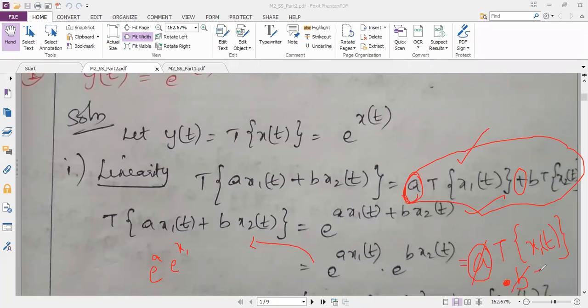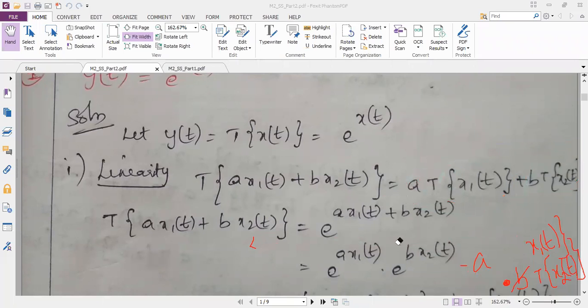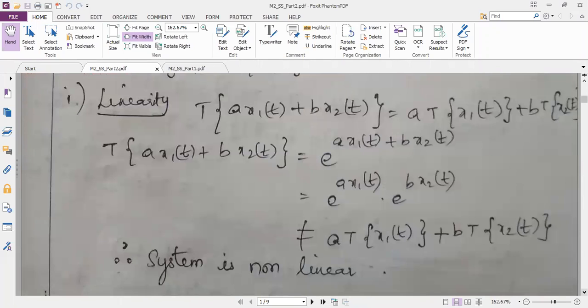Okay. So I'm just writing only the operators. So T of x1 of t multiplied with T of x2 of t, I'm getting as per my answer. So my answer is not matching with the right hand side of the first equation. So my conclusion is this is not linear. So I will write my conclusion as, you can see here in the screen. Simply I can write like this. In order to avoid all the confusions, I can write like this. Not equal to, what is my right hand side?